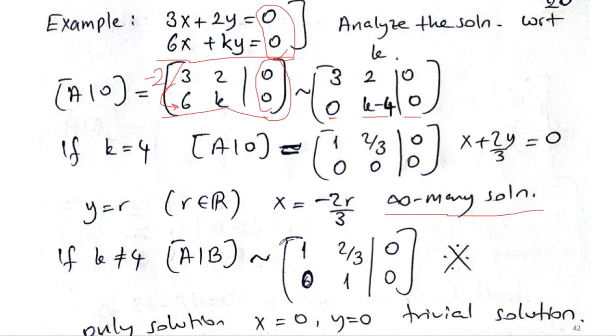In other words, if we have k minus 4 equals 0, so that k equals 4, of course, this will become essentially a one equation, 2 unknown system. And the other case, if k is not equal to 4, then basically we will get the second variable y equals 0, and therefore x is also equal to 0. So this is actually the trivial solution for this type of problem.